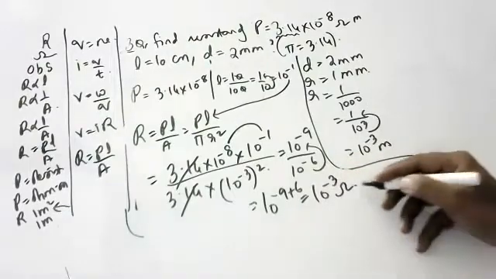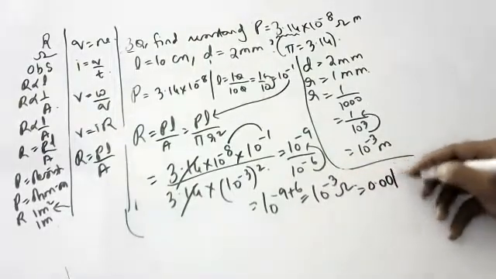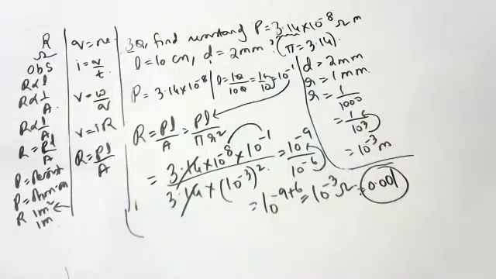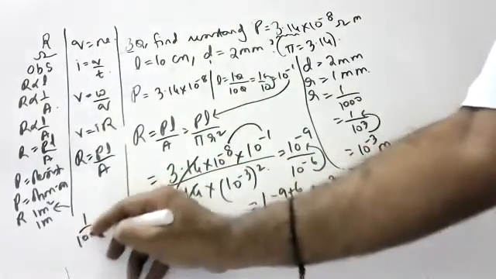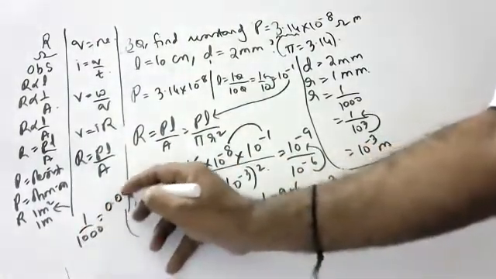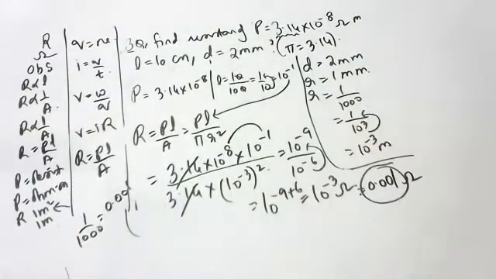10 to the power of minus 3 means 0.001 ohm, the unit of resistance. Ohm is omega. 10 to the power of minus 3 means 1 by 1000. So 1 by 1000 is 0.001. Right. No one is telling the answer. Very bad.